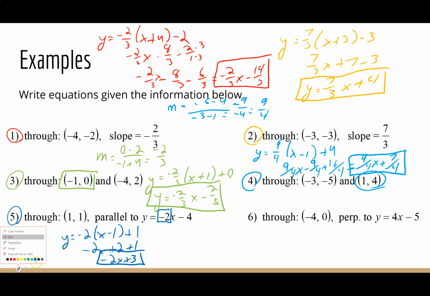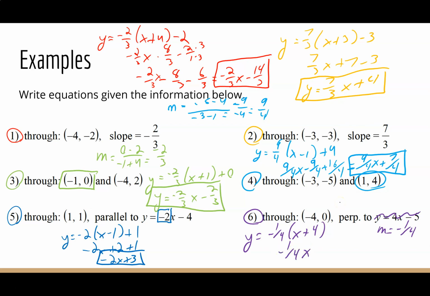And lastly, number 6, let's go with purple. And if my perpendicular equation is 4 as a slope, then my slope is going to be -1/4. Oops. Sorry, it's starting to lag on me a lot. So y equals -1/4 x plus 4, and plus 0 technically. Distribute the -1/4, -1/4 x, -1/4 times 4 is -1. So there's our 6. And I'll just stick with purple to go on.